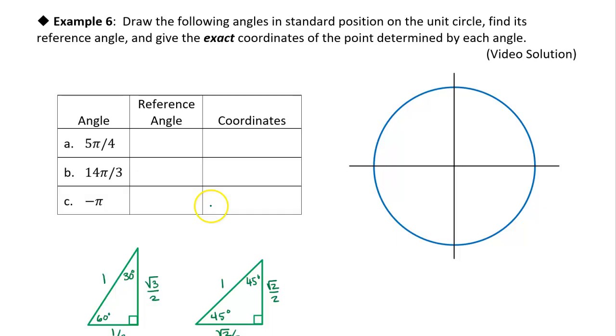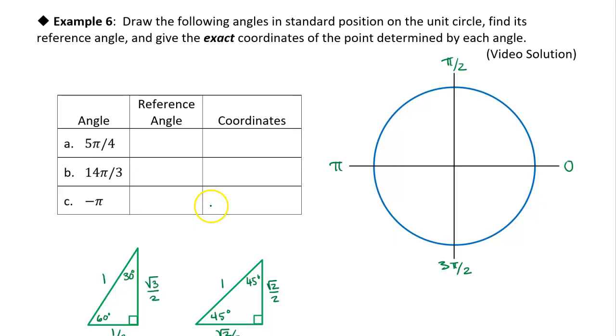So I'm going to start here by just labeling the quadrant angles in radians. So that's 0 radians. This is pi over 2 radians. This is pi radians. And this is 3 pi over 2 radians. So make sure you know the quadrant angles in radians.